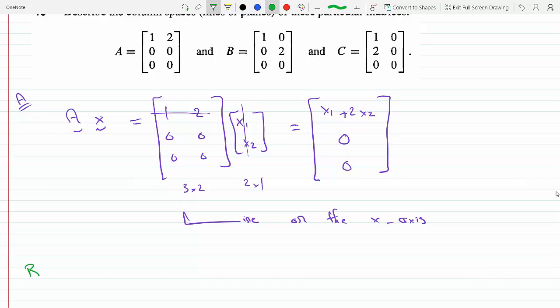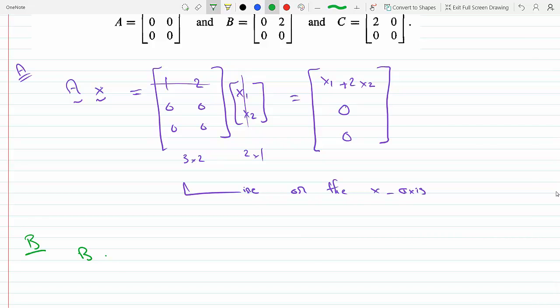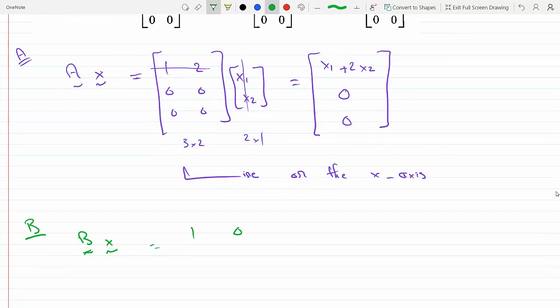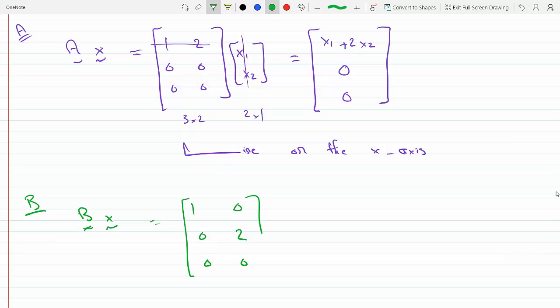Okay, let's go to B. B will do the same thing. So the column space is given by B times the column matrix x. So we got 1 0 0 2 0 0 and x1 x2. And by the way, in A you could see that the column vectors of A only have components in the x, so it would make sense that we get a line on the x. Back to B.